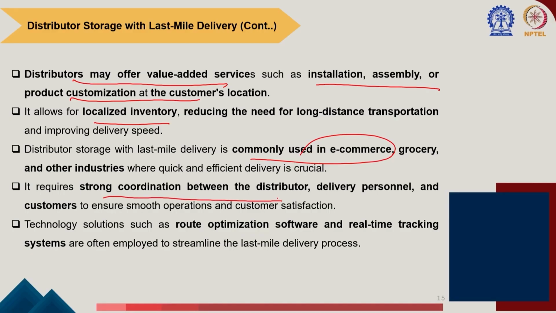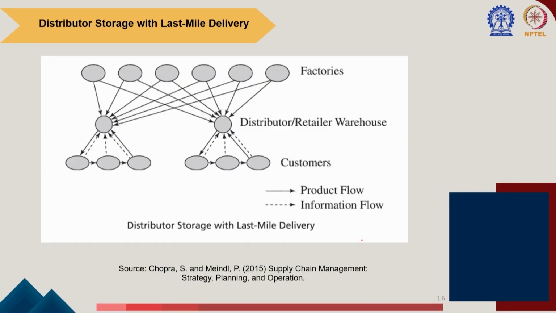Now as we keep on adding more players like retailers, distributors, customers, manufacturers, then we need to talk more about coordination. When only one or two players are there, coordination can be done easily, right. So to maintain that, we have some route optimization software and real time tracking systems, so we can track the products. This is how it is happening.